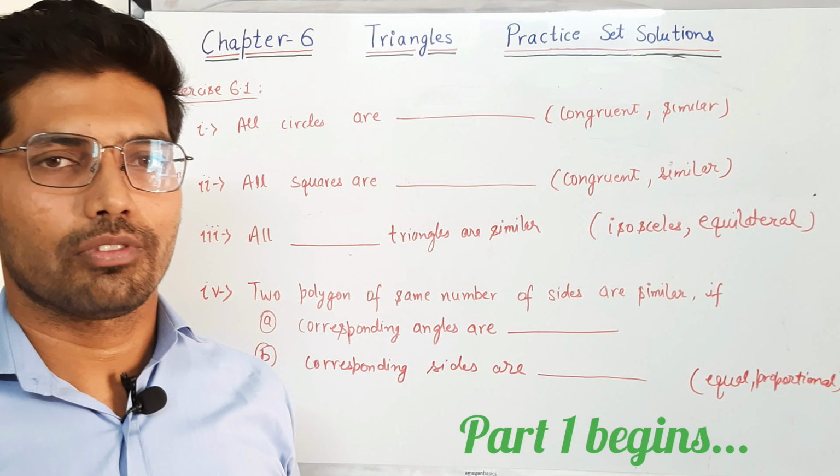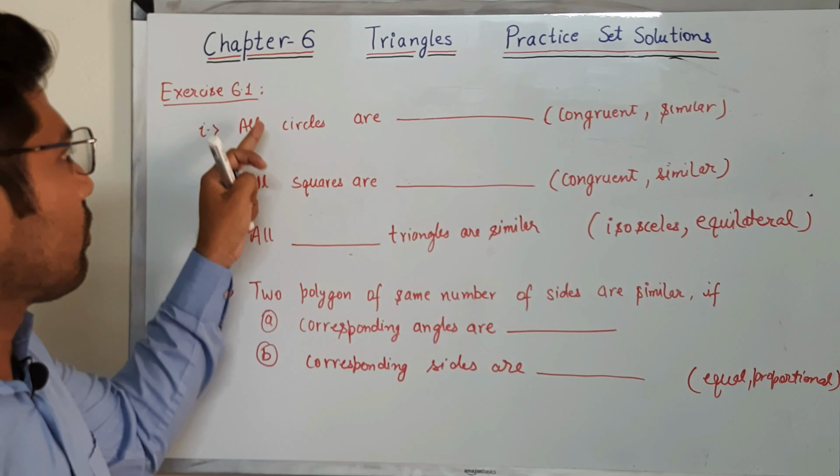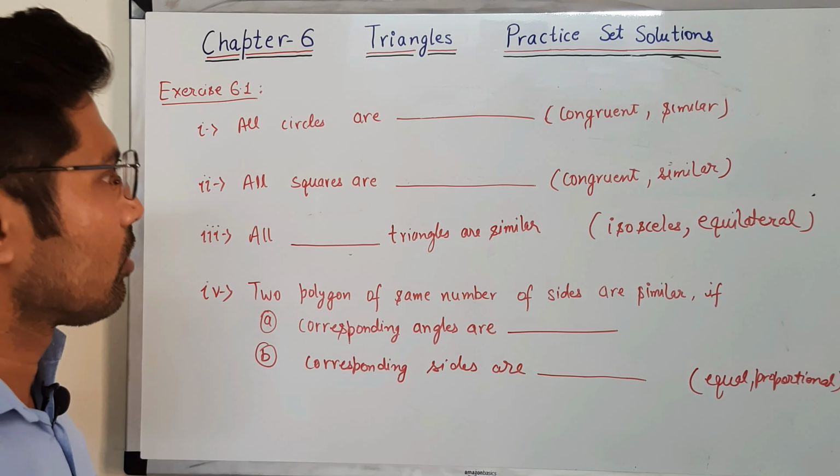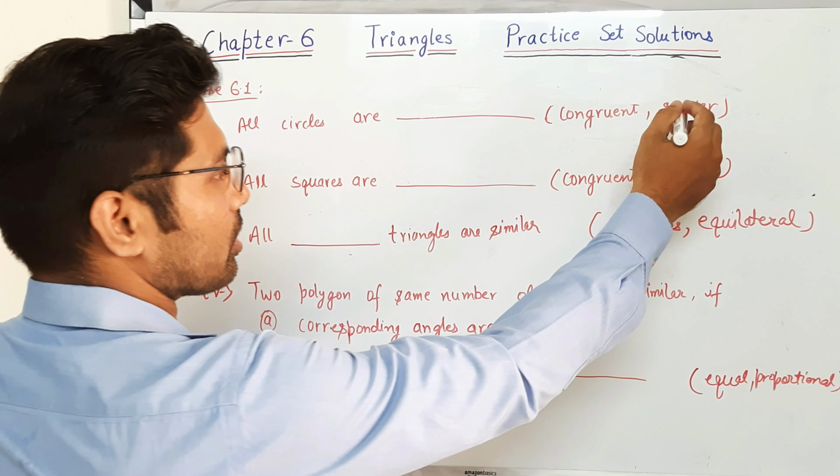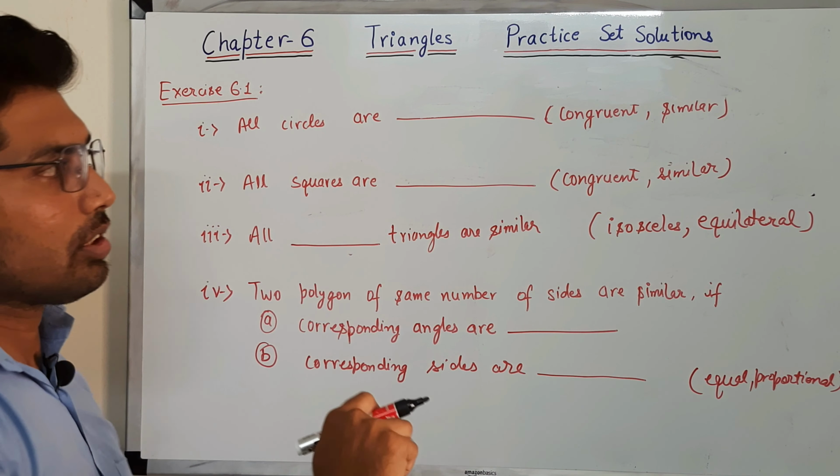Now let's come to our first question, 6.1, where we need to fill in all these blanks. So we need to fill them from these options. Now, all circles are congruent or similar.